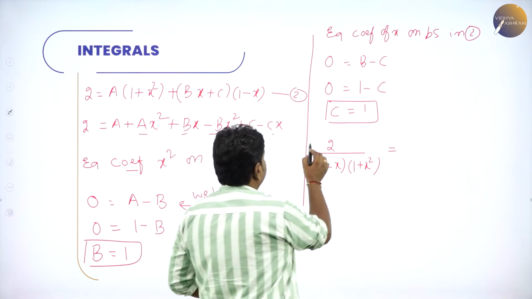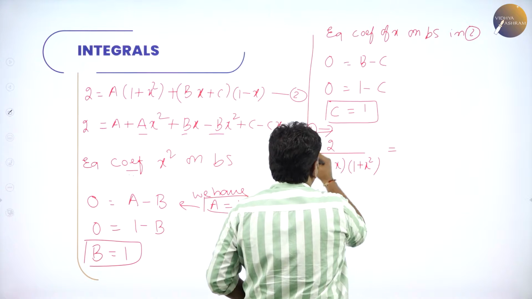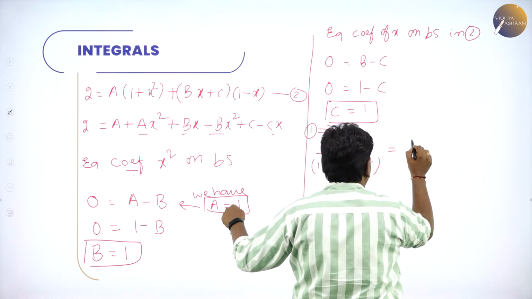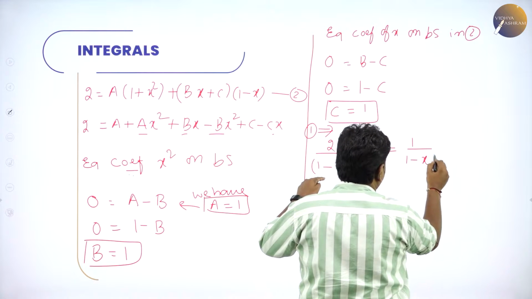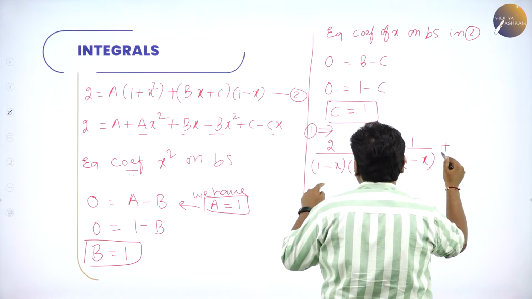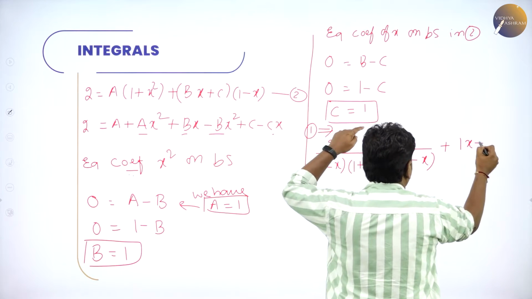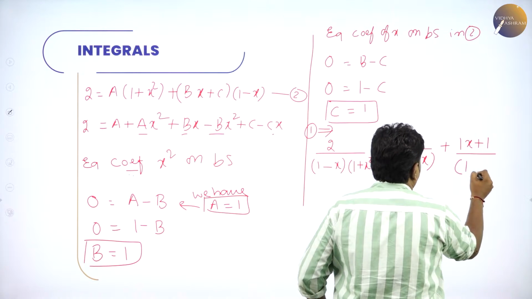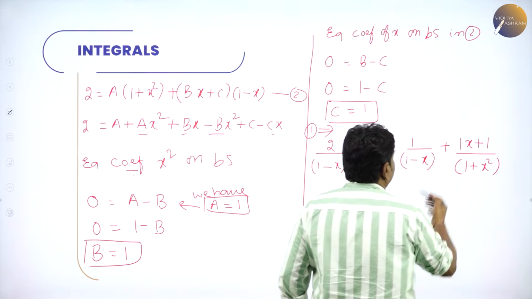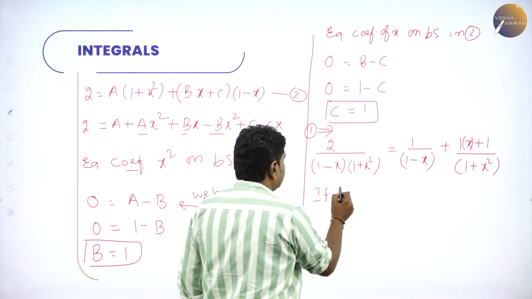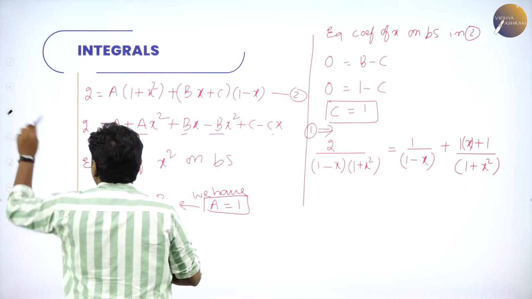So equation 1 now implies a. What is the value of a we got? 1. 1 divided by first factor 1 minus x, plus bx plus c. What is b value we got? 1 into x is 1x plus c. C is what? 1, divided by second factor 1 plus x square. 1 into x means x plus 1. Now integrate both sides.